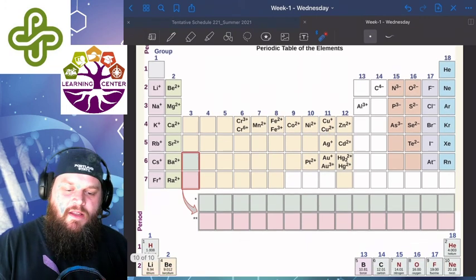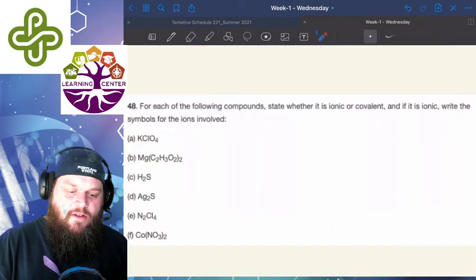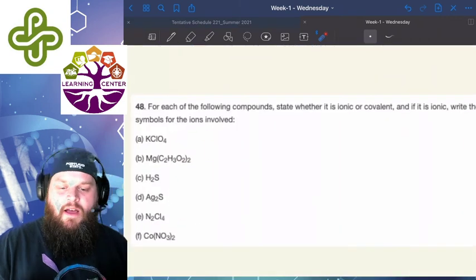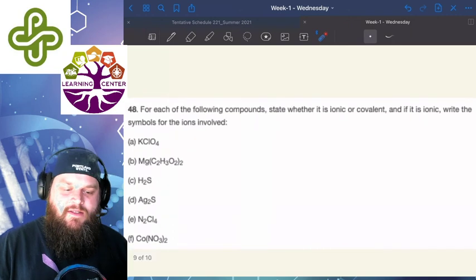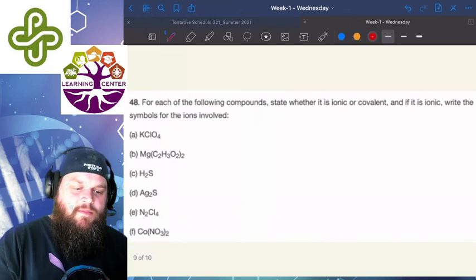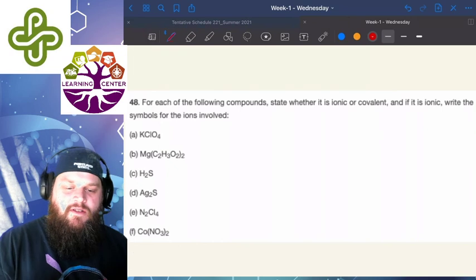So we can use this now to determine whether or not these are ionic or covalent, and if they're ionic, what are the symbols for those ions involved. Basically just what are those charges is what I'm going to go through.